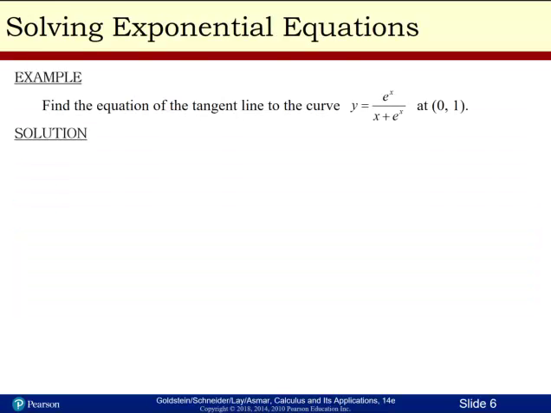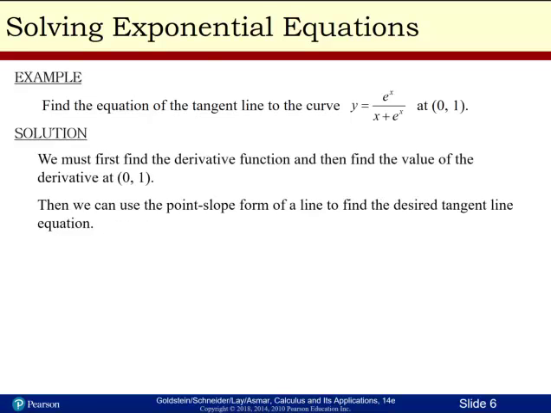So let's look at an equation where we're to find the tangent line to the curve y equals e to the x over x plus e to the x at 0, 1. Now for our solution, we must first find the derivative function and then find the value of the derivative at 0, 1. That value of the derivative at 0, 1 will get us our slope. Then we can use the point slope form of a line to find the desired tangent line equation. So that'll be a little bit later.